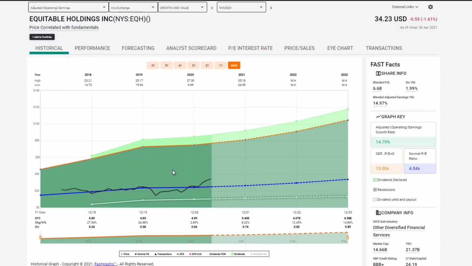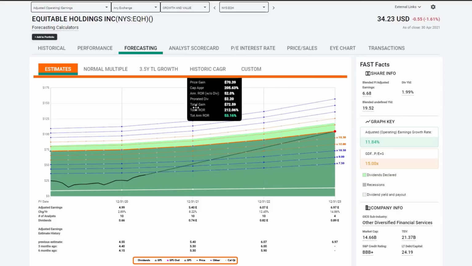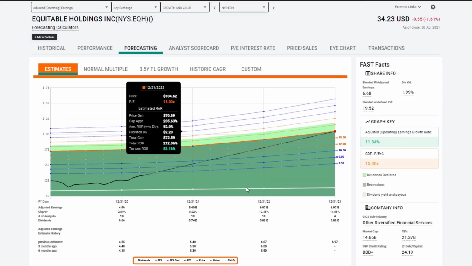Now here's Equitable Holdings, which again is a diversified financial services company. Once again, the stock is very inexpensive. The PE is only 6.68, and it's got almost a 15% earnings yield, which is very, very strong. If I look at this going out to 2023, and it did trade at a 15 PE ratio, which I would consider fair value for this stock, then you'd be looking at making almost 50% rates of return.